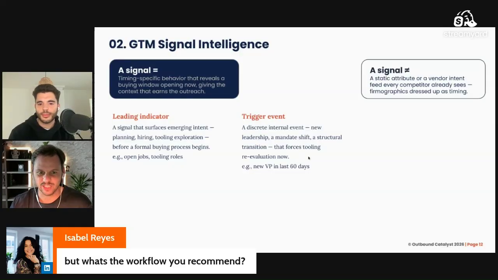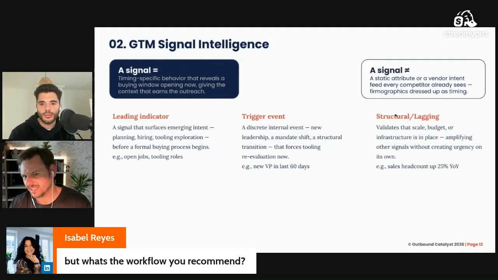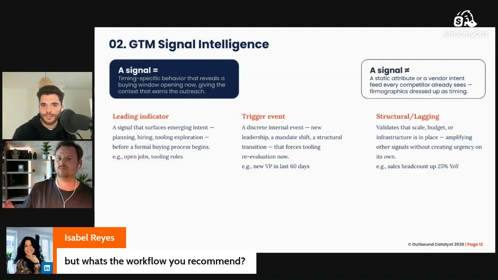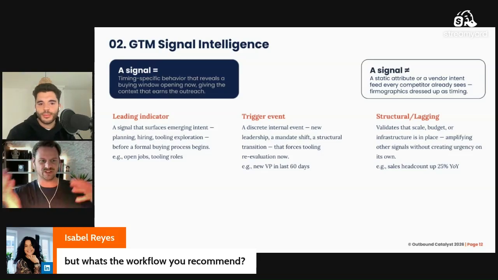And then it can be a trigger event like funding, or there's a new CEO three months or six months ago, or they acquired someone, or they merged, or they launched a new product. And then it's something structural or lagging. It can show you that they are doing well, there's budget, but it might have nothing to do with your company or the reason why you're reaching out. You're just looking for qualifiers before talking to them, by doing research, essentially.